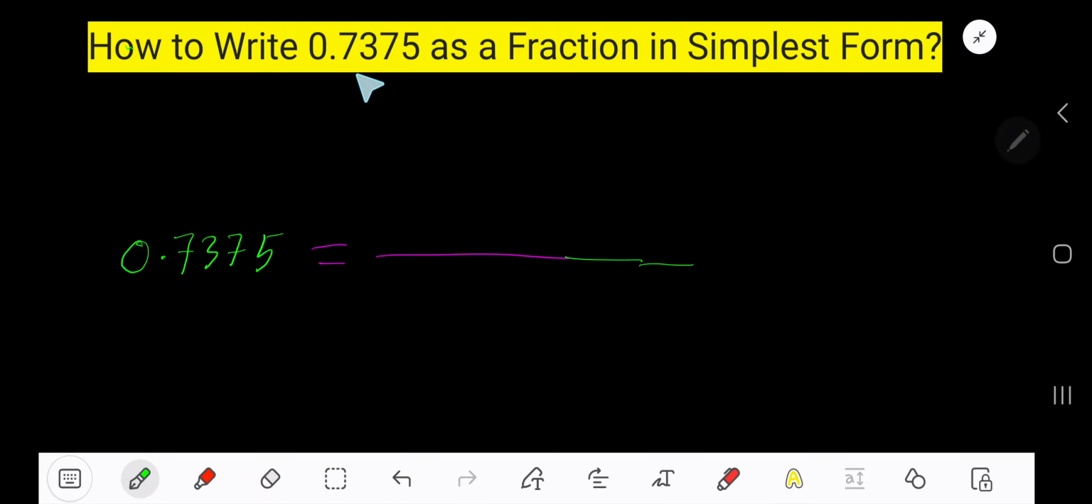How to write 0.7375 as a fraction in simplest form? We need numerator and denominator. For numerator, just keep the decimal and write the number you are getting. We are getting this number.